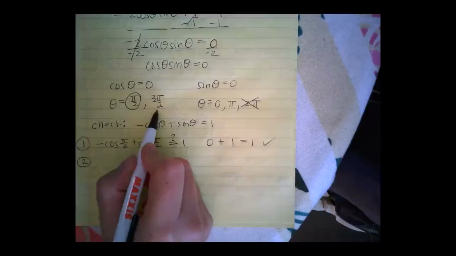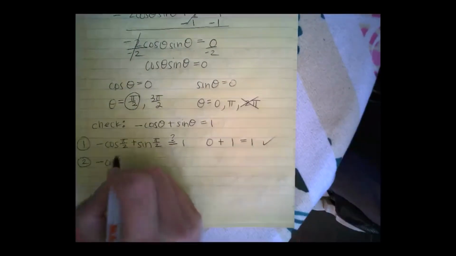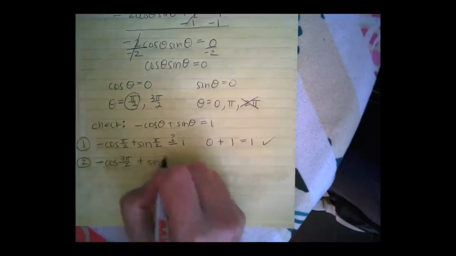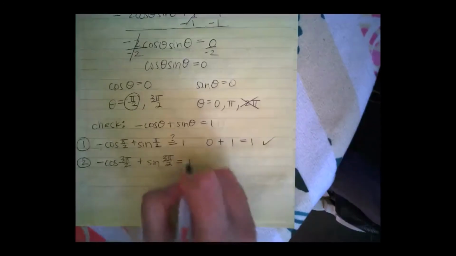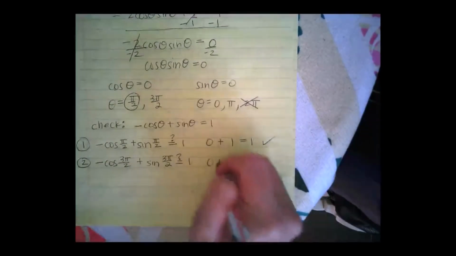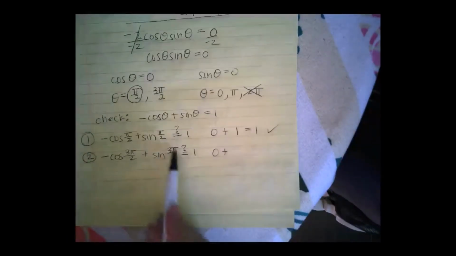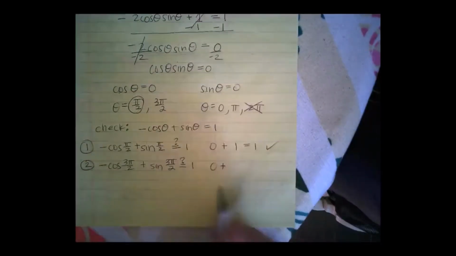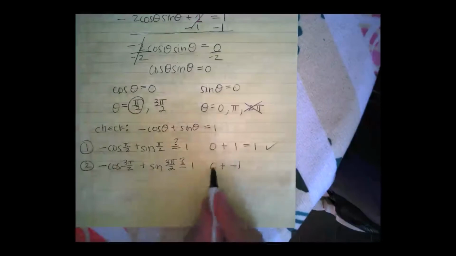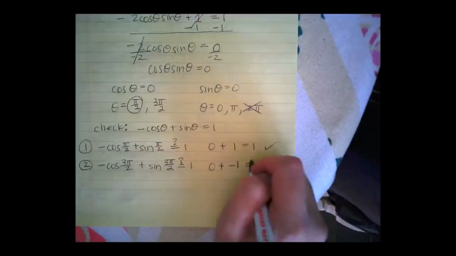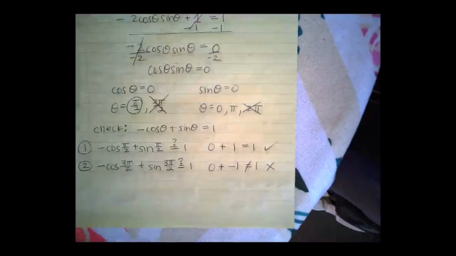Let's move on to 3 pi over 2. Is the negative cosine of 3 pi over 2, I'm just plugging it in, plus the sine of 3 pi over 2 equal to 1? Let's see if this one works. The cosine of 3 pi over 2 is 0. The x-coordinate is 0, negative 0 is 0, plus the sine of 3 pi over 2, the y-coordinate of 3 pi over 2, is negative 1. Does 0 plus negative 1 equal positive 1? No. This is a failure.